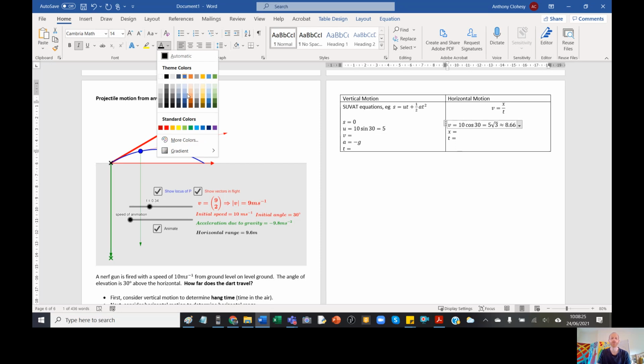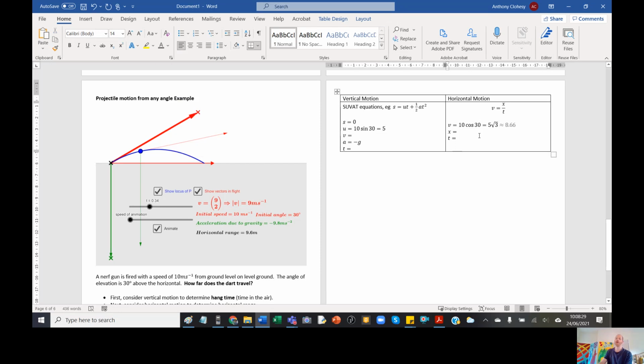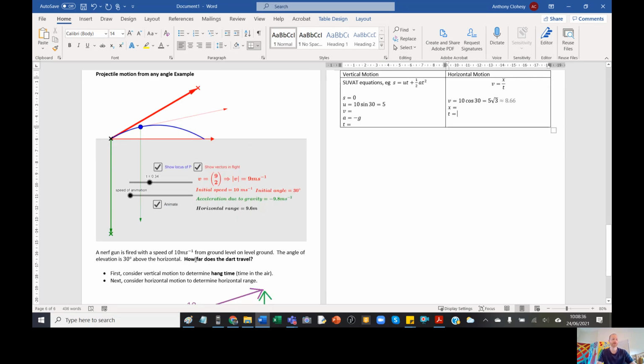The exact values would be more useful for working through the problem without losing precision along the way, but an approximate value is good for a sense check. Think about the scenario. It's fired at 30 degrees. If you're firing something at 30 degrees, it's going faster sideways than it is vertically. It's closer to being horizontal than it is to being vertical motion, which means the component in the horizontal direction should be bigger than the component in the vertical direction.